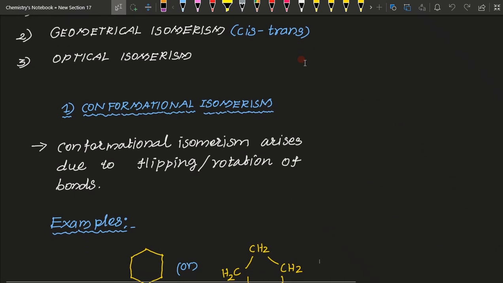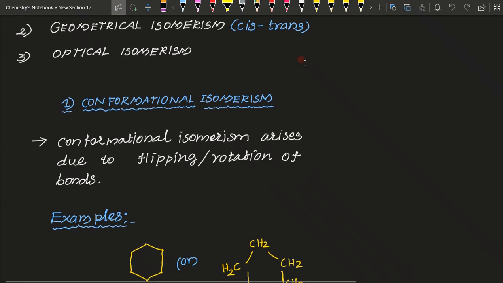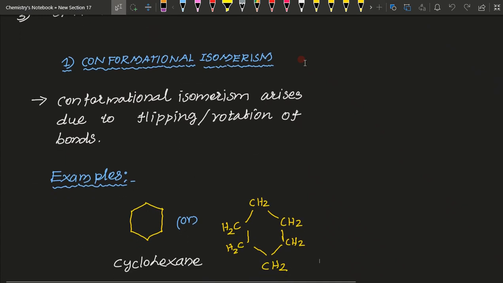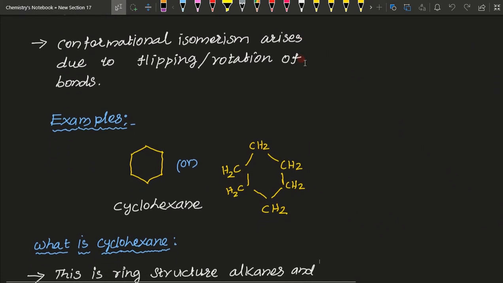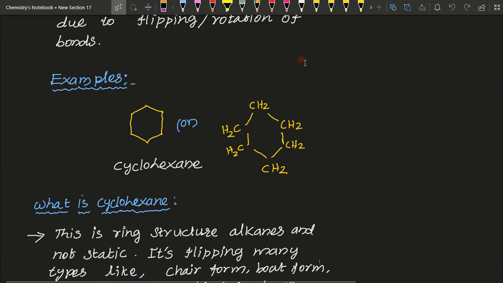Conformational isomerism arises due to flipping or rotation of a bond. For example, cyclohexane. See the structure of cyclohexane. This has 6 carbons in a ring.